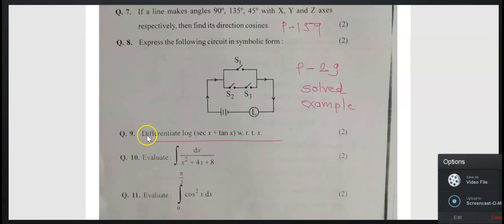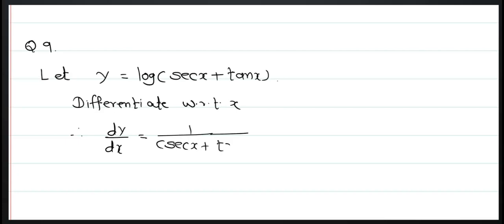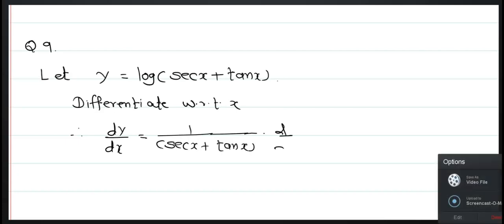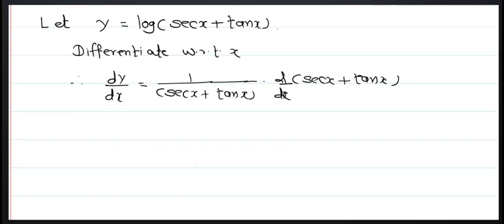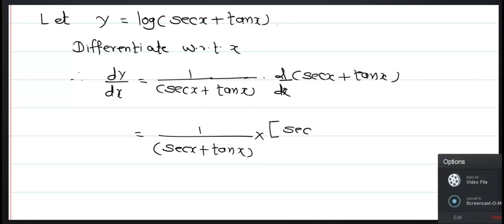Now the next question is to differentiate log of sec x plus tan x with respect to x. Very simple differentiation is there. The derivative of log of x is 1 upon x. That is, y is equal to log of sec x plus tan x. Differentiate with respect to x. Therefore, you will get dy by dx is equal to 1 upon sec x plus tan x into d by dx of sec x plus tan x. Therefore, 1 upon sec x plus tan x into the derivative of sec x, which is sec x into tan x, plus sec square x.